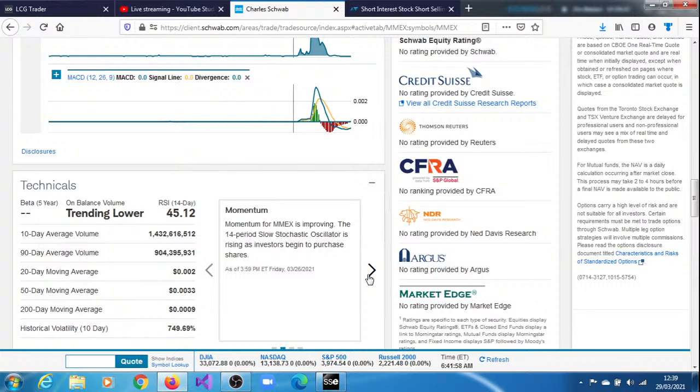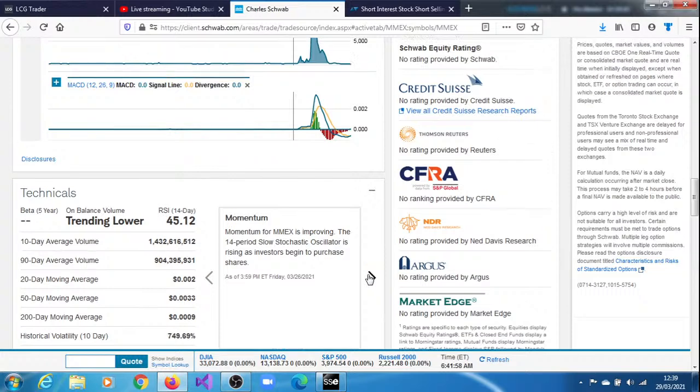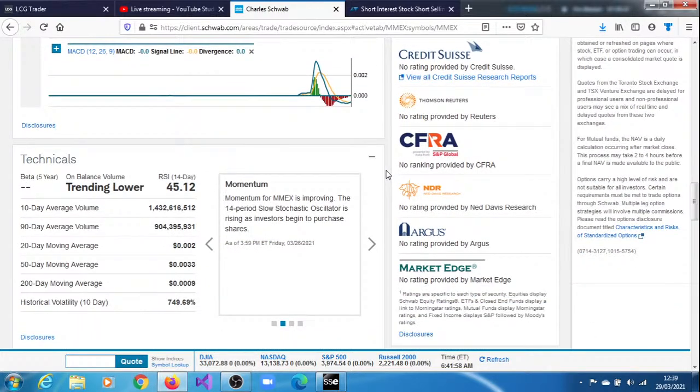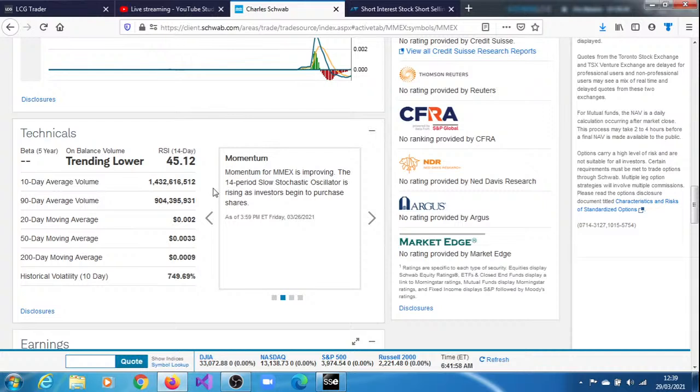Momentum for MMX is improving. The 14-period slow stochastic oscillator is rising as investors begin to purchase shares. So is it improving? Yes, it's improving. It's no longer oversold. And we can see the average volume for the last 10 days is 1.4 billion. For the last 90 days, it's 904.395 billion. So let's see what the volume is saying.